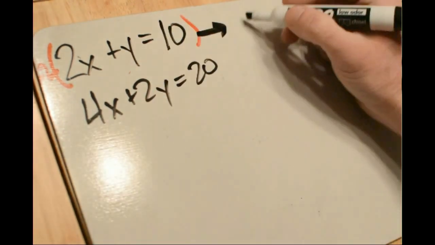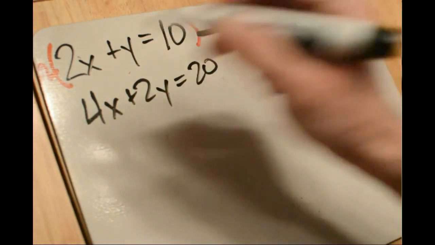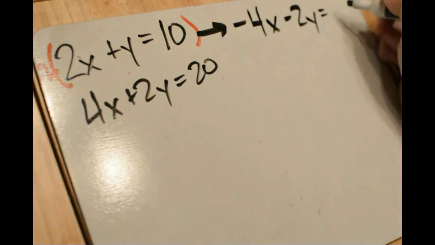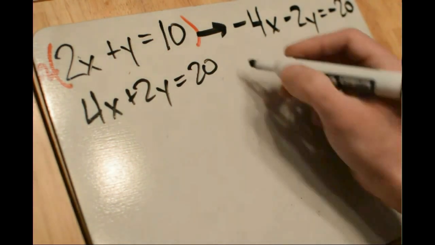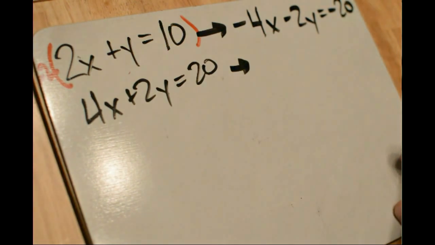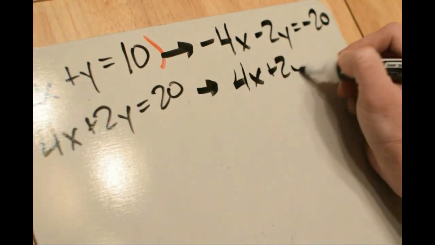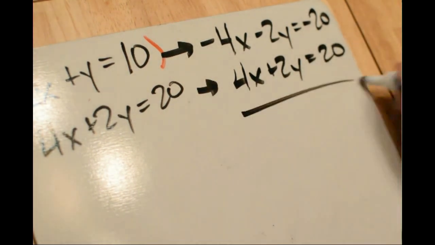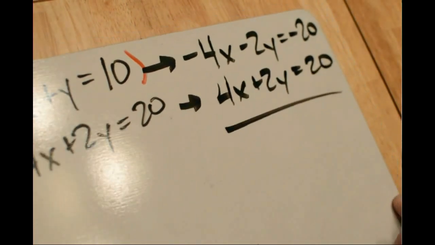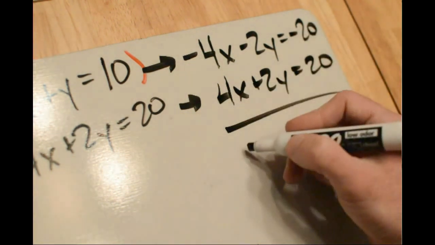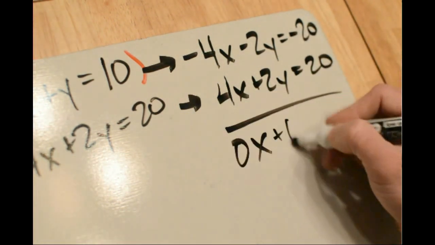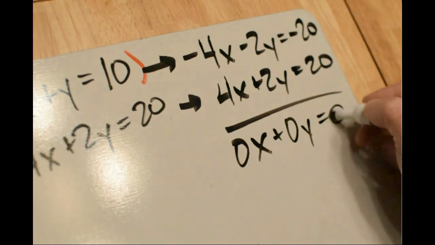So negative 2 times 2x is negative 4x minus 2y equals negative 20. And I don't need to change that second one at all, so I'll just bring that over as 4x plus 2y is equal to 20. Now that I have opposite coefficients, I'm going to add down those columns. So I get 0x plus 0y is equal to 0.